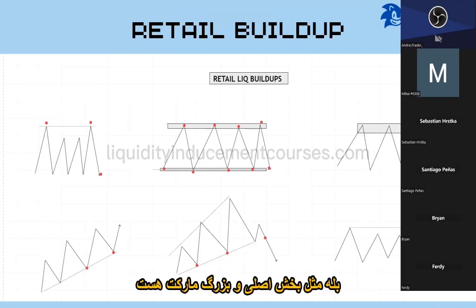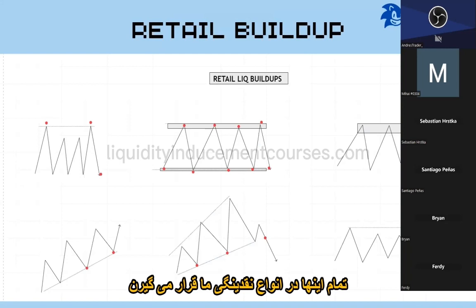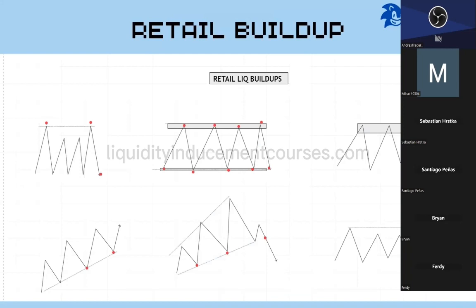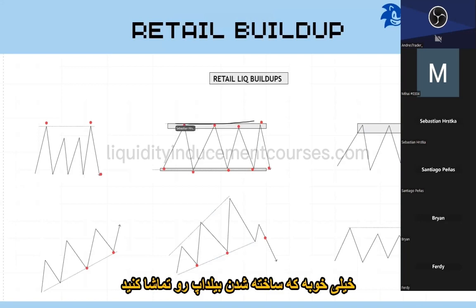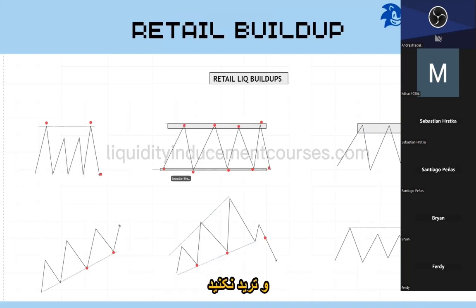Yeah, it's a major part of the market, all of this. But all of this will fall into our types of liquidity. It's just nice to see the build-up happening and avoid trades if you're not a build-up trader like me, or a trend line trader.